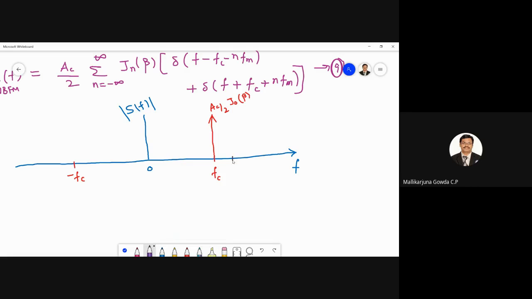You can mark n number of sidebands, I said, no? The value of n varies. First one will be what? FC plus FM, right? When n is 1. Then when n is 2, similarly this side will be FC minus FM, right? Then when n is 2, you will be getting FC plus 2FM. Similarly this side also, FC plus 2FM and so on, right?